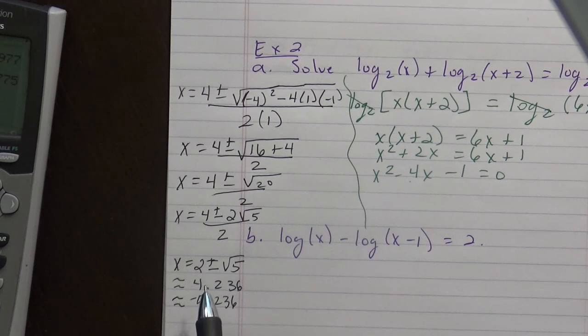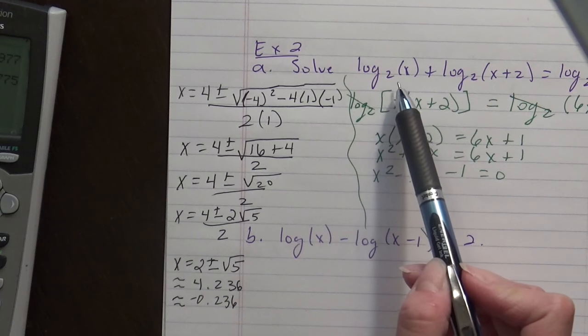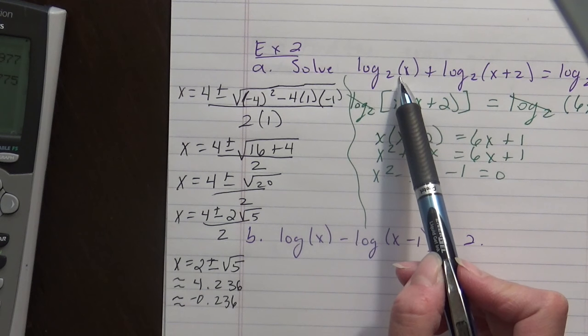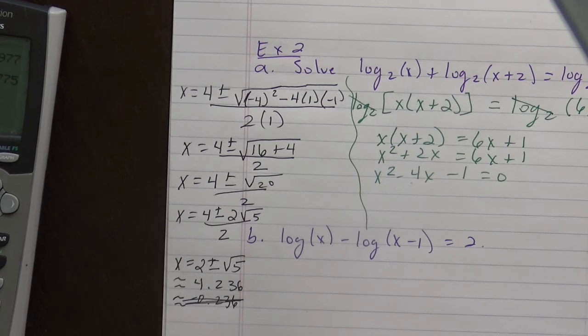So typing my 2 plus or minus square root of 5 into the calculator gave me 2 decimal approximations. I have positive 4.236 and negative 0.236. Only one of these is going to work. If I take that negative 0.236 and substitute this back into the original function, I would be taking the logarithm of a negative number. So the negative value is no good. Only the positive value, which came from the exact value 2 plus square root 5. So 2 plus the square root of 5 is going to be my final answer for part A.